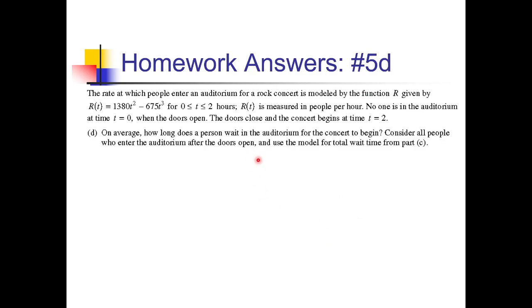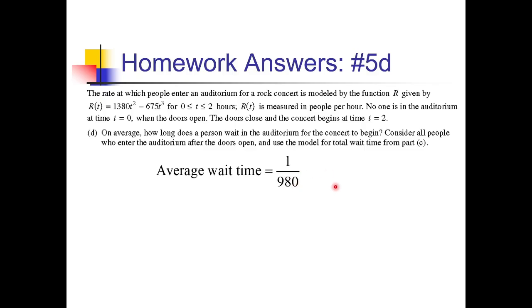For part D of this problem, they want to know on average how long does a person wait in the auditorium for the concert to begin. So the key on this one, we basically have to take the total wait time for everybody from hours 0 to 2 and divide it by the total number of people. That'll give us the wait time per person. Now, how many people were there? Well, we found back in Part A that 980 people entered the auditorium in the time from 0 to 2 hours. So whatever total wait time we have, we divide that by 980, or do 1 over 980 times that number.